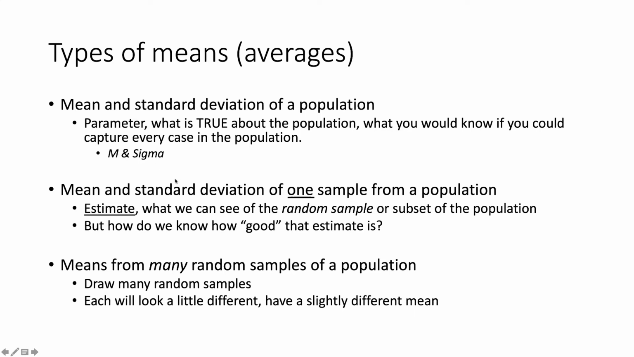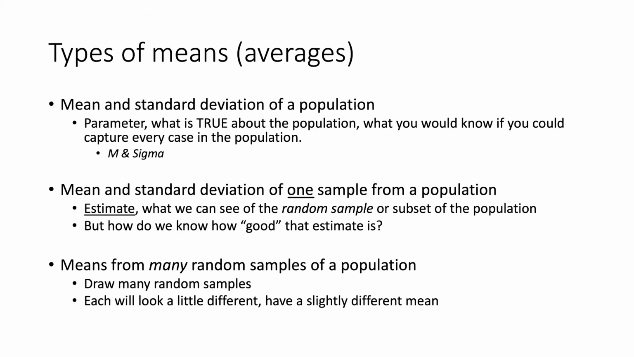More likely, you're going to draw a random sample from the population, and from that you will compute your mean and your standard deviation. These are estimates. They are estimates based on the sample that you drew. What we have to do is figure out how good an estimate that is. How confident can we be that the estimate itself represents something happening in the population?